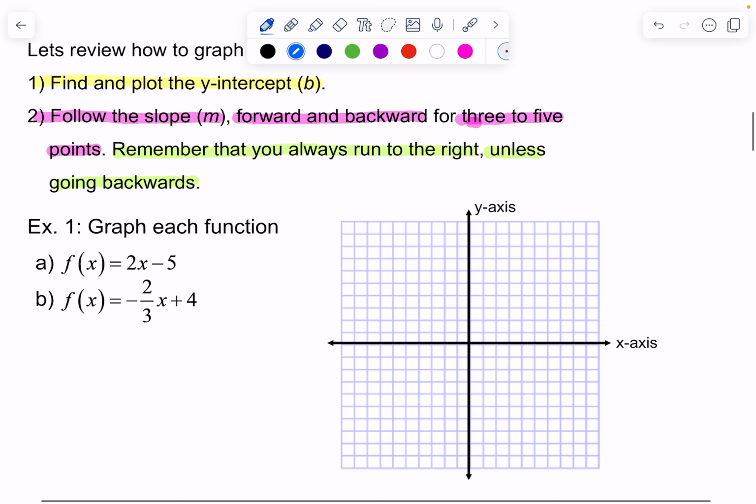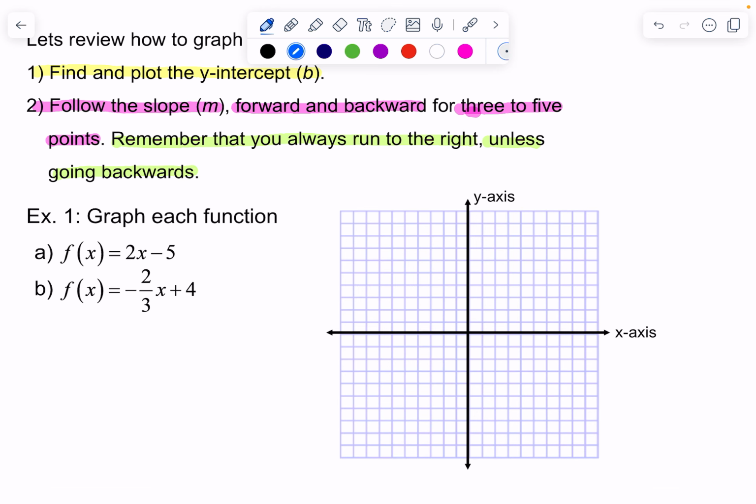All right, so for our first graph here, A, we're going to graph it in red. The first thing we're going to do is find our y-intercept, which is negative 5. So we go down 1, 2, 3, 4, 5. And my slope is 2. Remember that there's an invisible 1 underneath that. So I'm going to rise 1, 2, and I'm going to run 1 to the right. Rise 1, 2, run 1 to the right. Rise 1, 2, run 1 to the right.